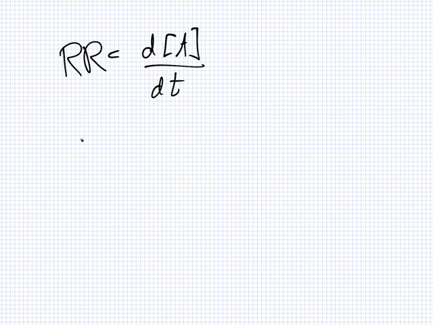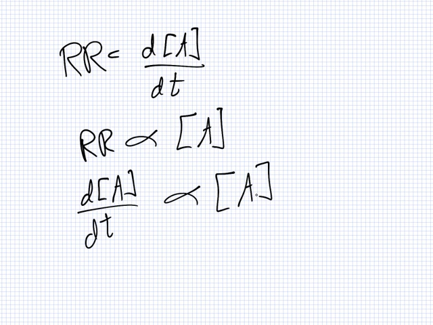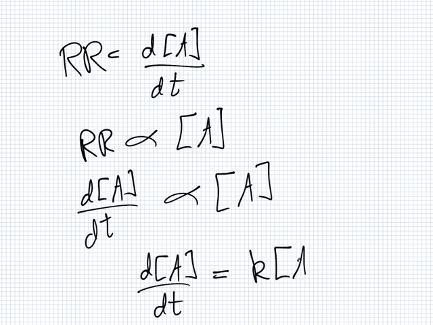dA/dt, proportional to A. The reaction rate is proportional to A, but how do I drop the proportional, Yusuf? So I want to make an equal here. So I get dA/dt equals k times the concentration of A.